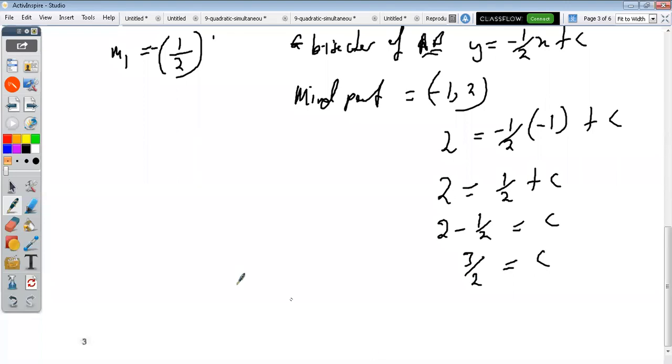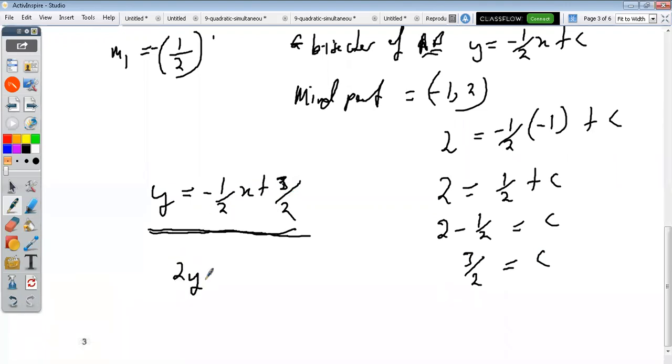All together. Then the full equation is simply Y is equal to minus half X plus 3 over 2. You are allowed to leave it like this. Or if you want to play around, you multiply everything by 2 and you get 2Y is equal to minus X plus 3. But they're the same equation. Are we together? Yes, sir.